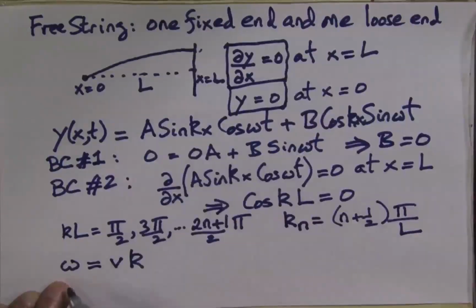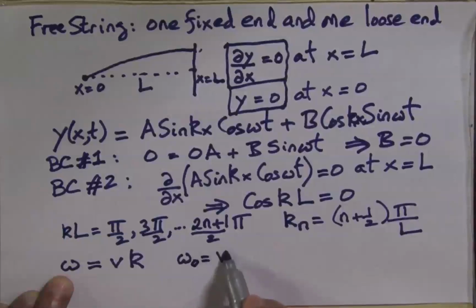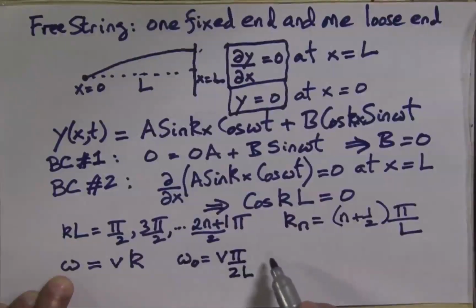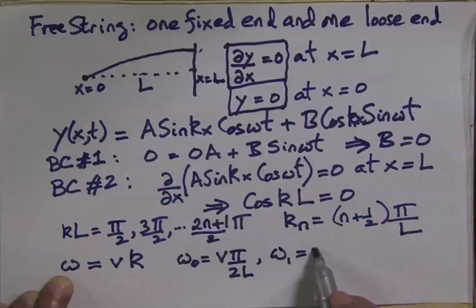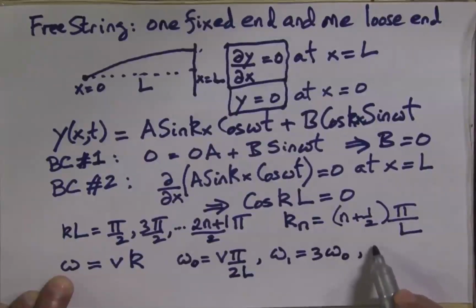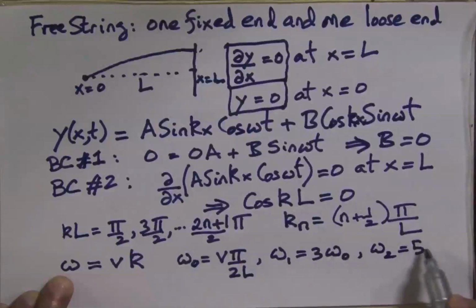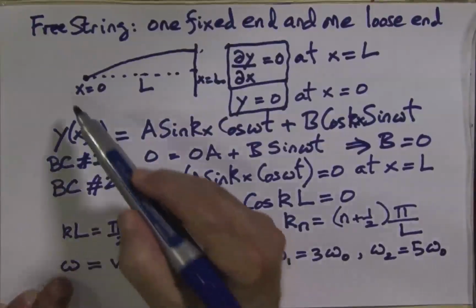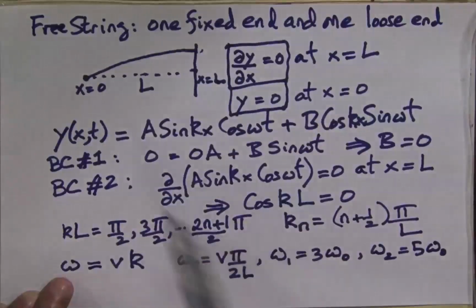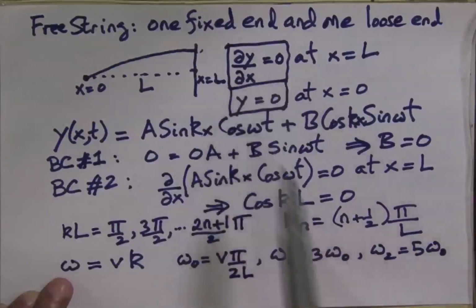And so that says that there will be several different frequencies because there are several different values of k. So the first frequency, let's call that omega 0, will be V times pi by 2L. And then omega 1 will be 3 times that. Omega 2 will be 5 times that. And so you see, many different modes are possible subject to these boundary conditions.